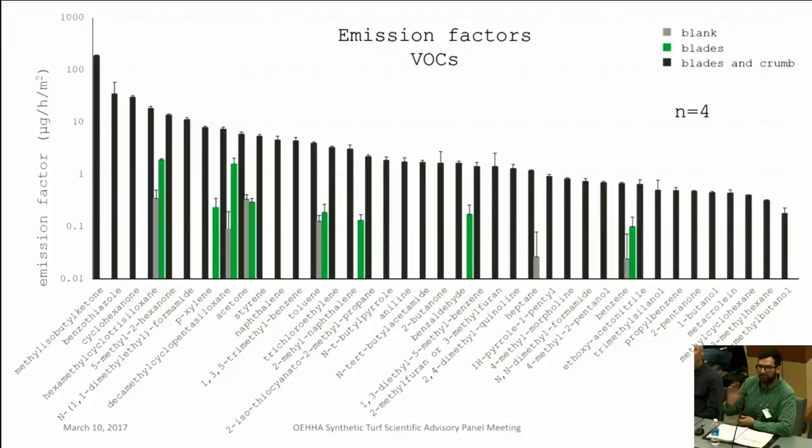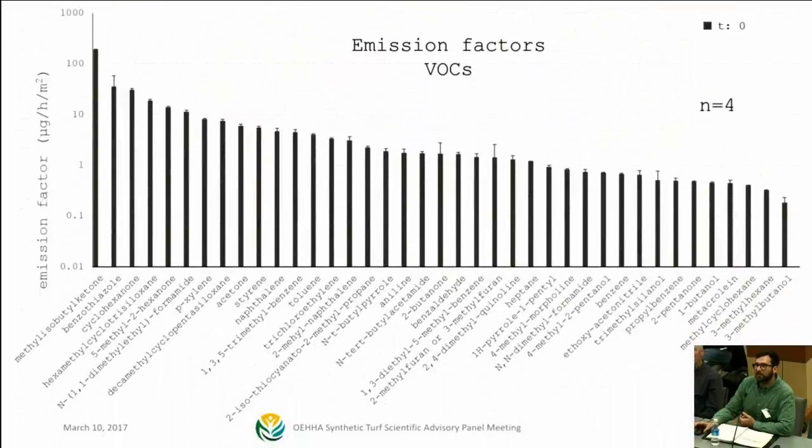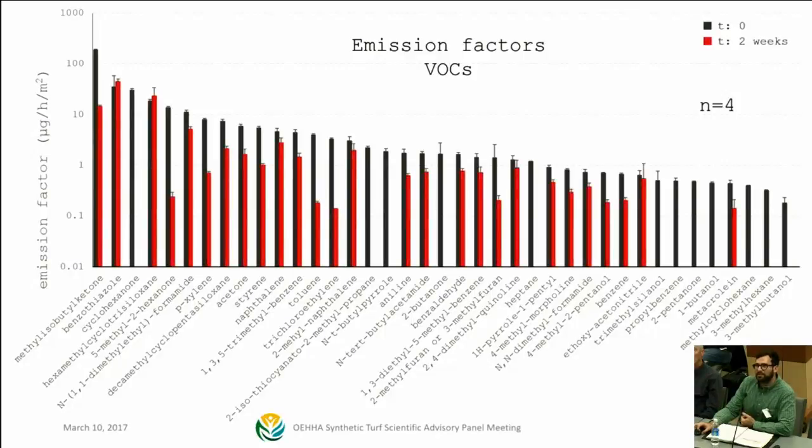You don't have to read all these chemicals. They're just ordered from highest to lowest based on their emission factors. What I just wanted to show here is how these emission rates change over time. So if we go back to time 0 and we adjust our concentrations for the concentrations found in the blanks, you see that after 2 weeks, we have lower emission factors for many of the chemicals. Some of them remain relatively constant, such as benzothiazole.